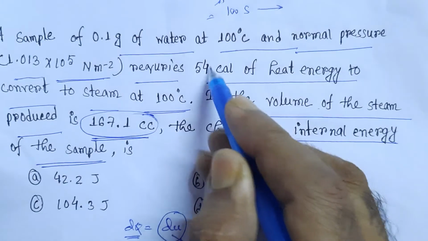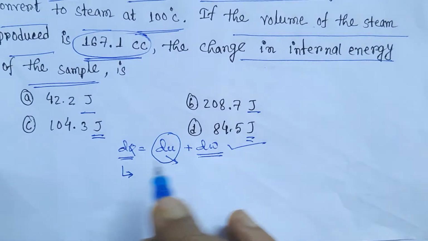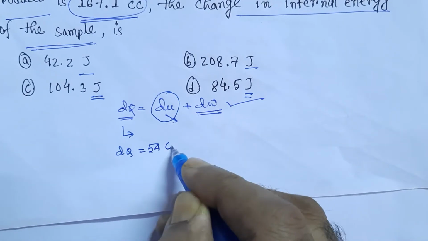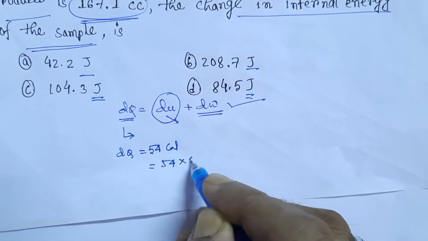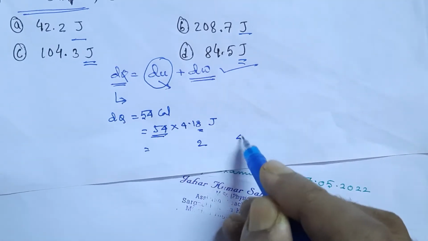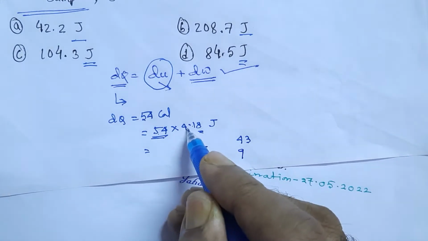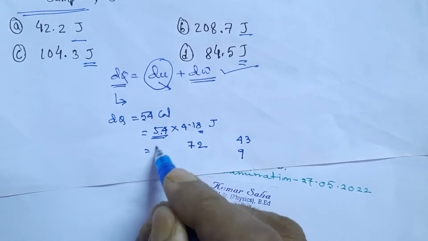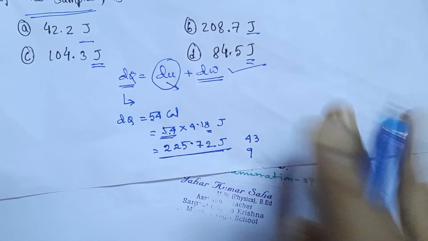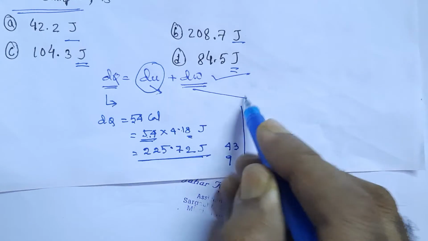We need 54 calorie of heat, but all the options are given in joule unit. So we have to convert calorie to joule. That is, dQ equals 54 calorie equals 54 into 4.18 joule, which is 225.72 joule. So the heat taken by the system is 225.72 joule.